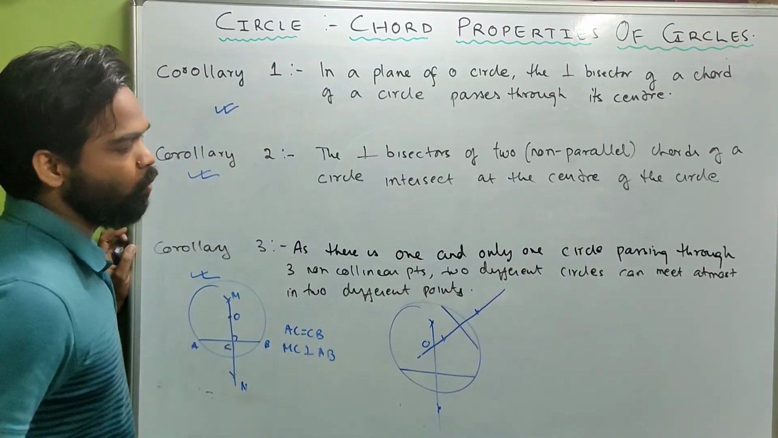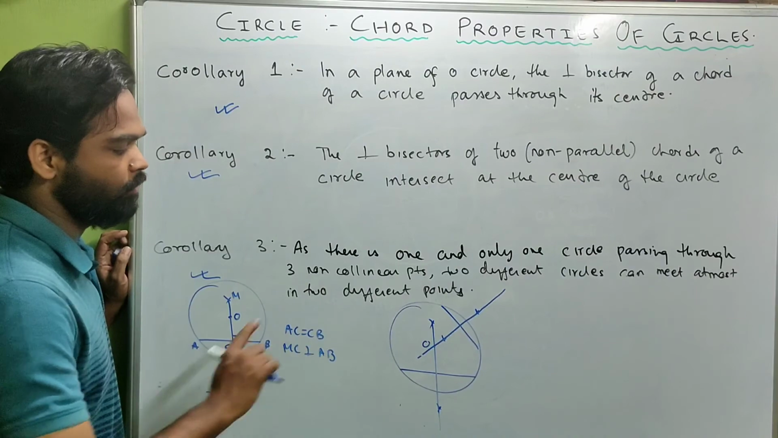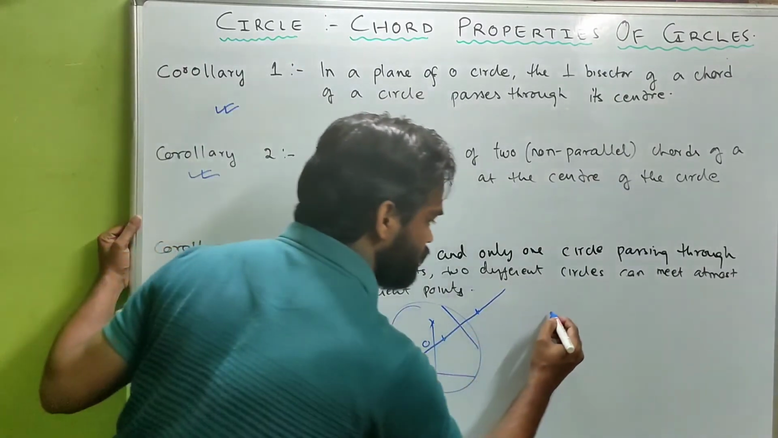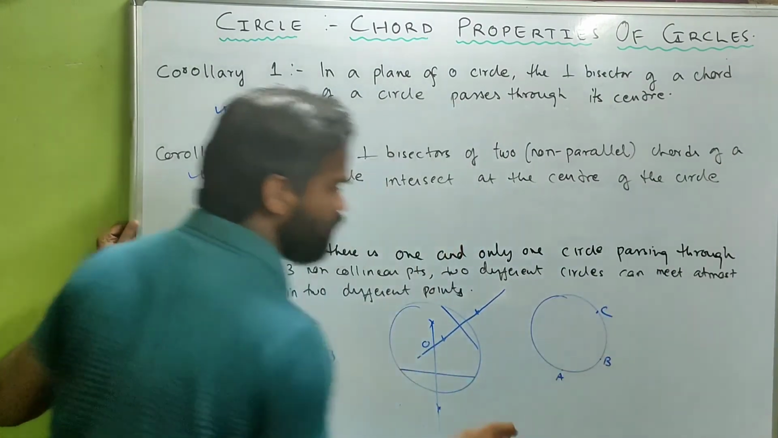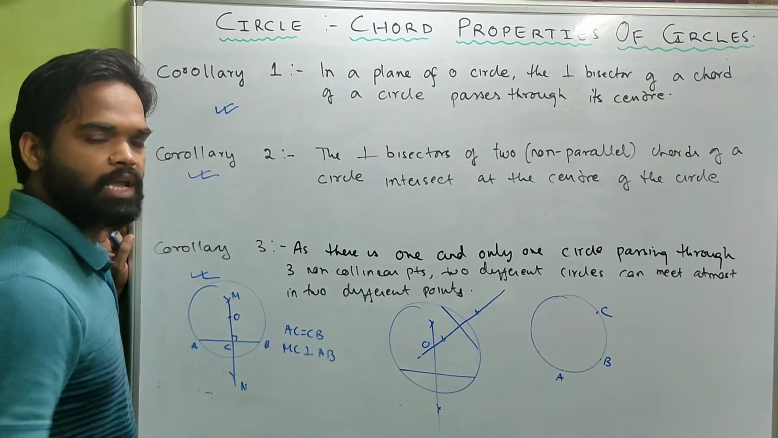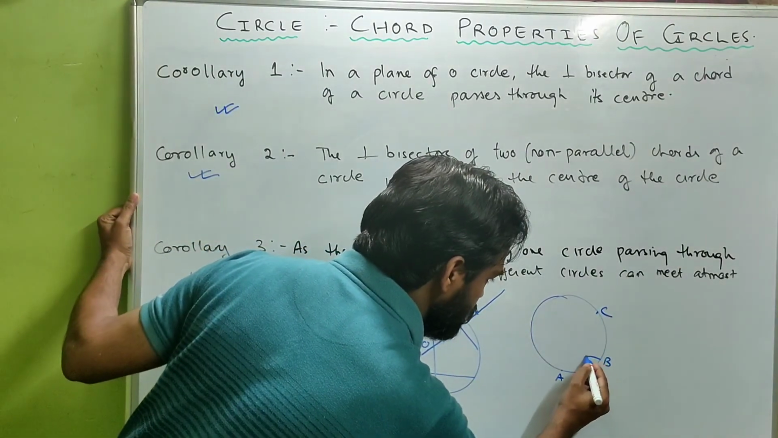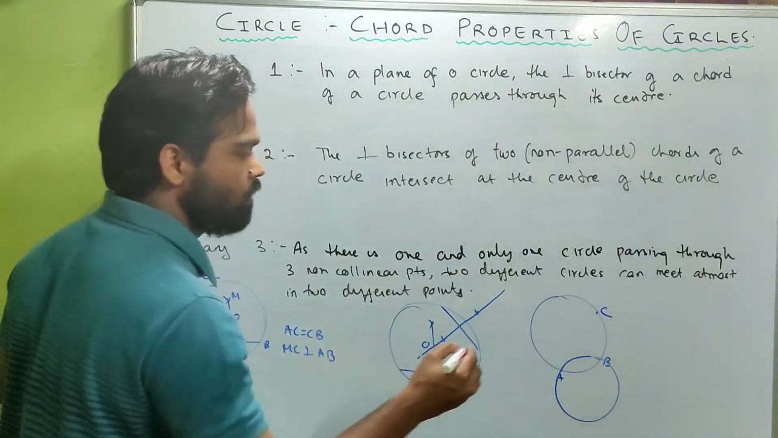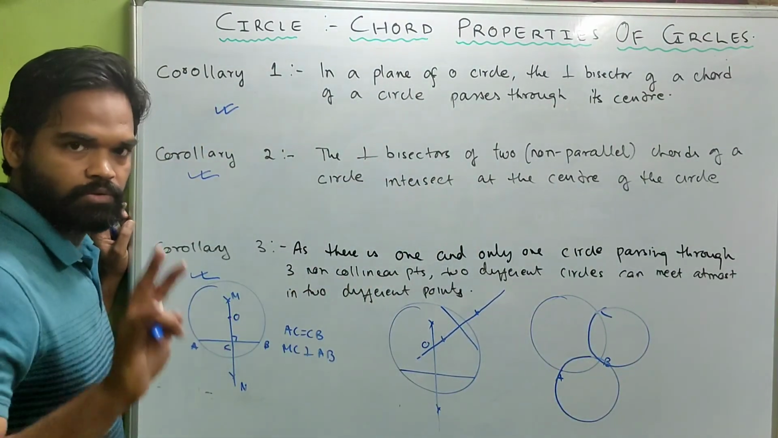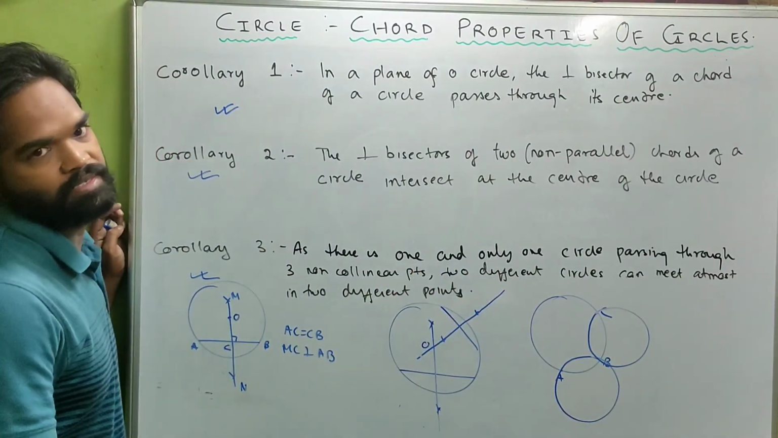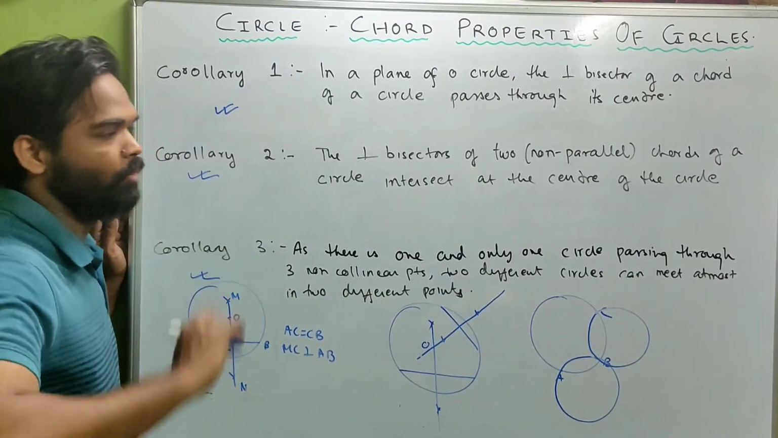And the last one: as there is one and only one circle passing through three non-collinear points, two different circles can meet at most in two different points. Which means, if you take a circle and take 3 points A, B, C, then you can't draw another circle which passes again through A, B and C. At most what you can do? You can draw another circle which passes through AB or BC or AC like this. So at most 2 points they will intersect, not 3. With 3 non-collinear points, you have only one circle possible.